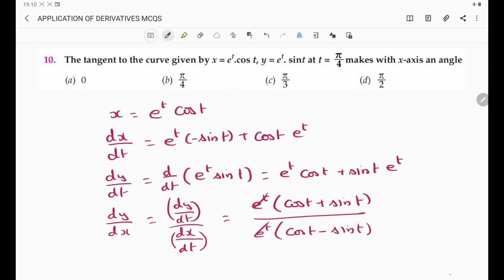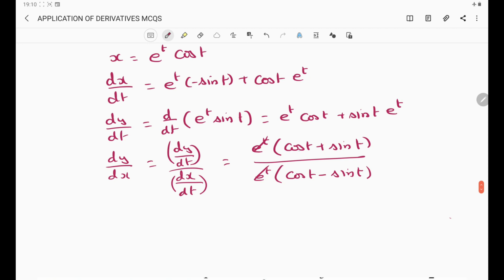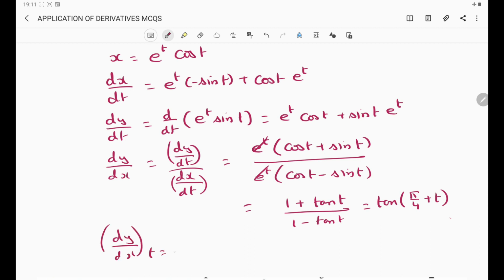So we get e power t gets cancelled, and if you observe this (cos t + sin t)/(cos t - sin t), if we divide numerator and denominator by cos t, we get (1 + sin t/cos t), which is tan t, divided by (1 - tan t), which is tan of (pi/4 + t). So dy/dx at t equal to pi/4 is equal to tan of (pi/4 + pi/4), that is tan pi/2.